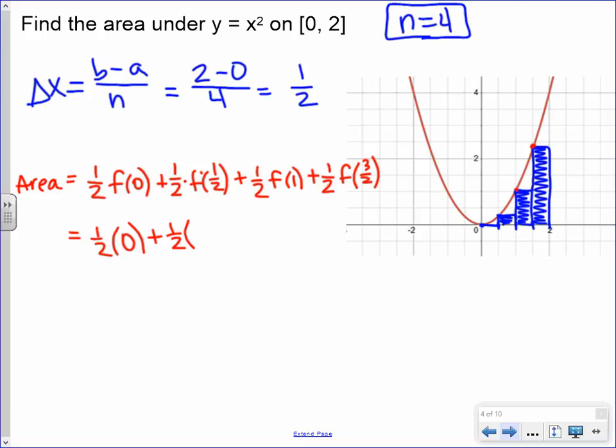We plug 1/2 into our function. What do we get? 1/4. This rectangle right here has a height of 1/4. Our function value at 1.